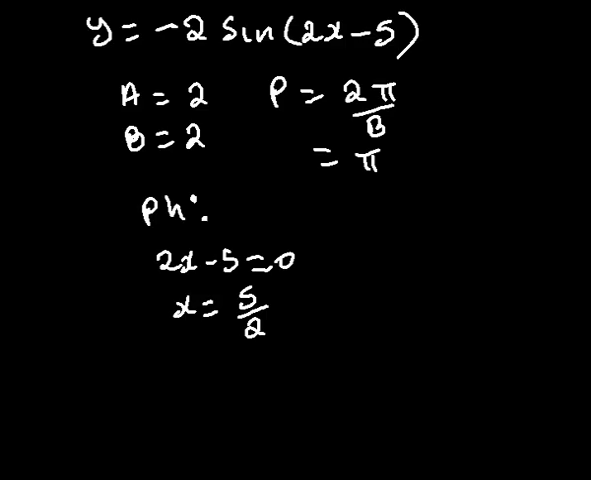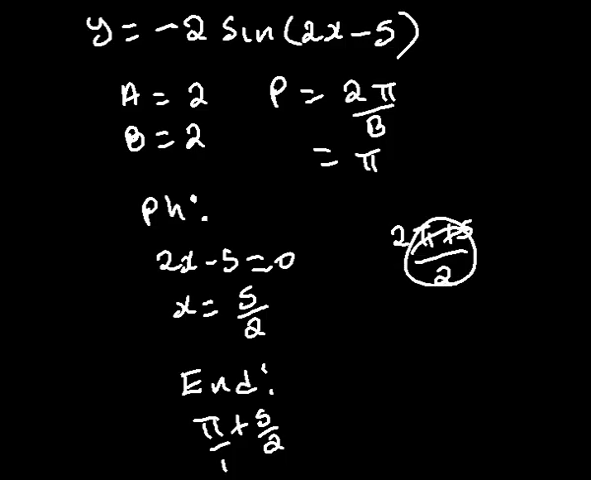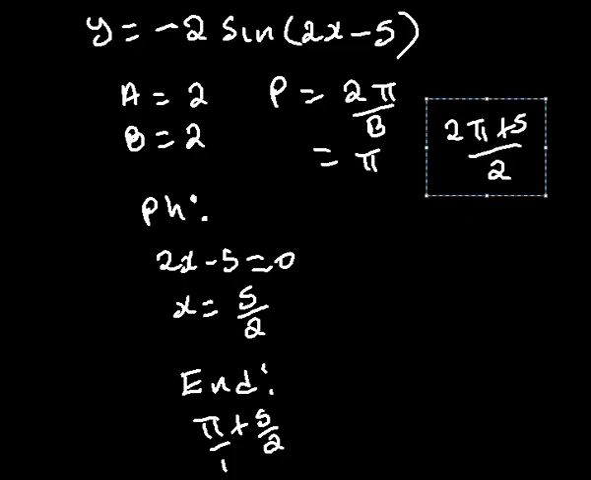Now for this case, what is the ending point of the graph? We take the period plus the phase shift, which is pi plus 5 over 2. And what it tells is that we'll have 2 pi plus 5 over 2. That is what we take as the ending point. So that is how the graph will end. So now we have that understood.